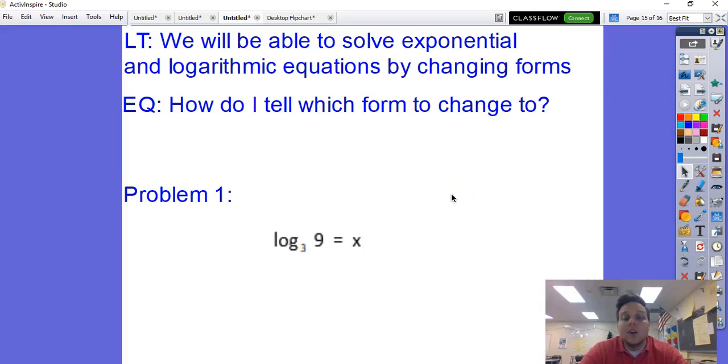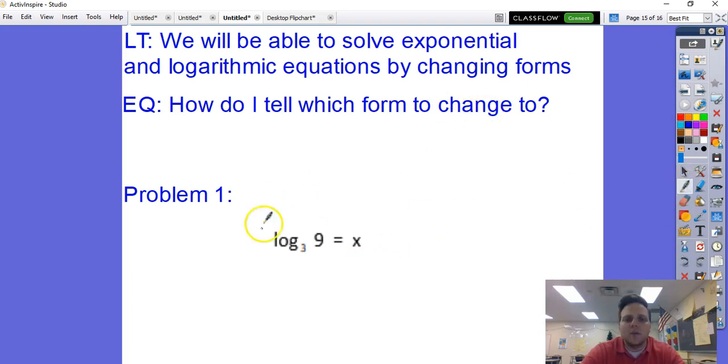Hey guys! So today what we're going to focus on is being able to solve exponential and logarithmic equations. Now we're going to do it in a plethora of ways, but the focus is going to be in changing forms and being able to use what we learned on Monday to change from exponential to log and log to exponential and basically be able to isolate x through that, okay? So the essential question I want you to think about is how do I tell which form to change to? If necessary. I guess I should throw in there if necessary.